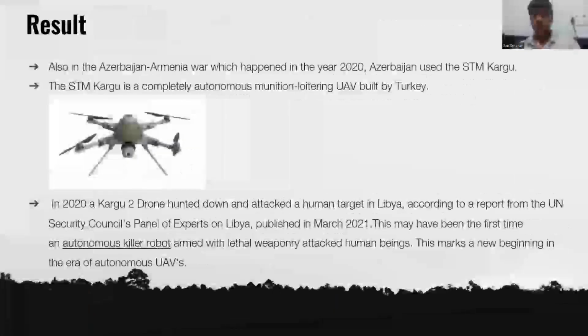This UAV is a quadcopter called the STM Kargu. It has recorded the first autonomous kill ever by a UAV, and it was done in the year 2020 against a Libyan terrorist.